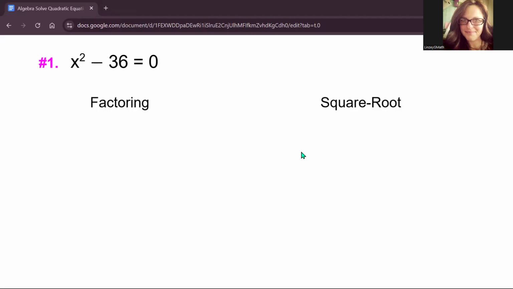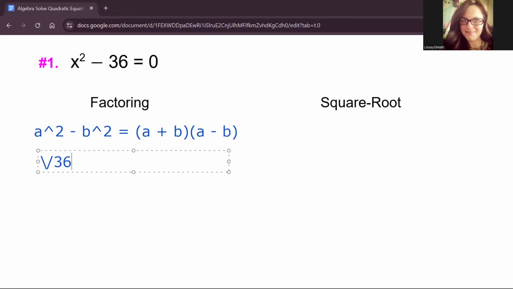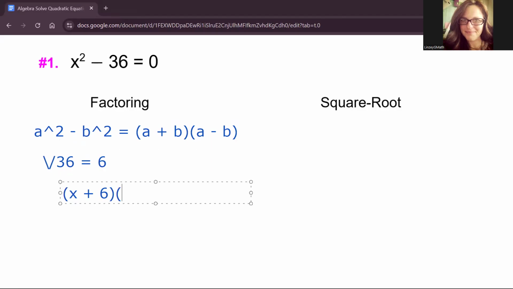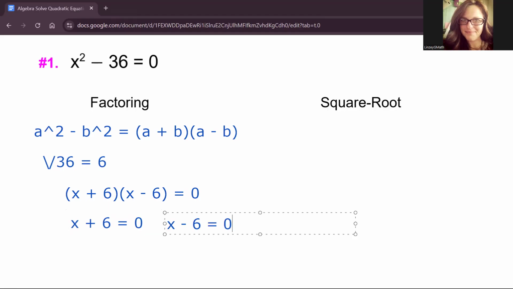Number one. x squared minus 36 is a difference of 2 perfect squares, so we can use our pattern to factor. The square root of 36 is 6, so we get x plus 6 and x minus 6. Then we'll set each factor equal to 0 and solve. We get -6 and +6.